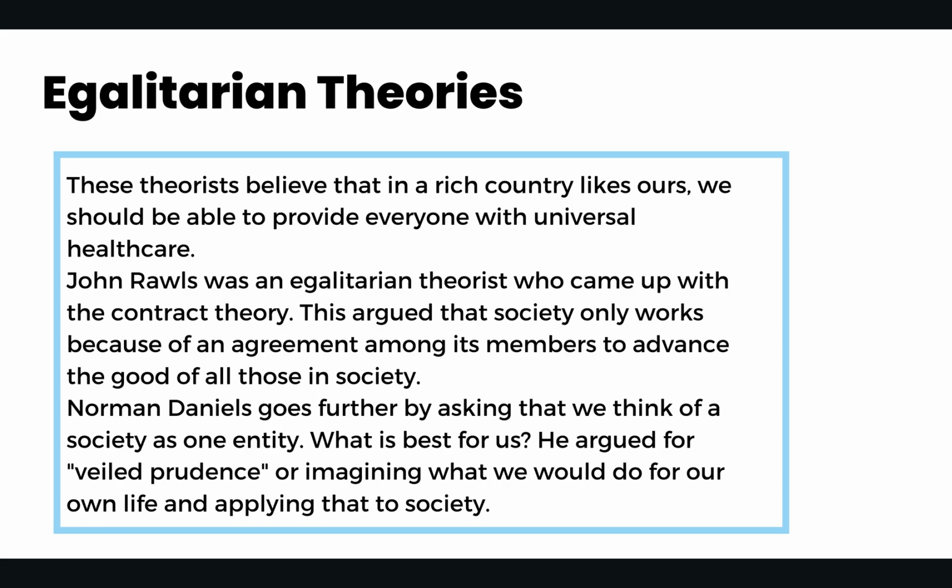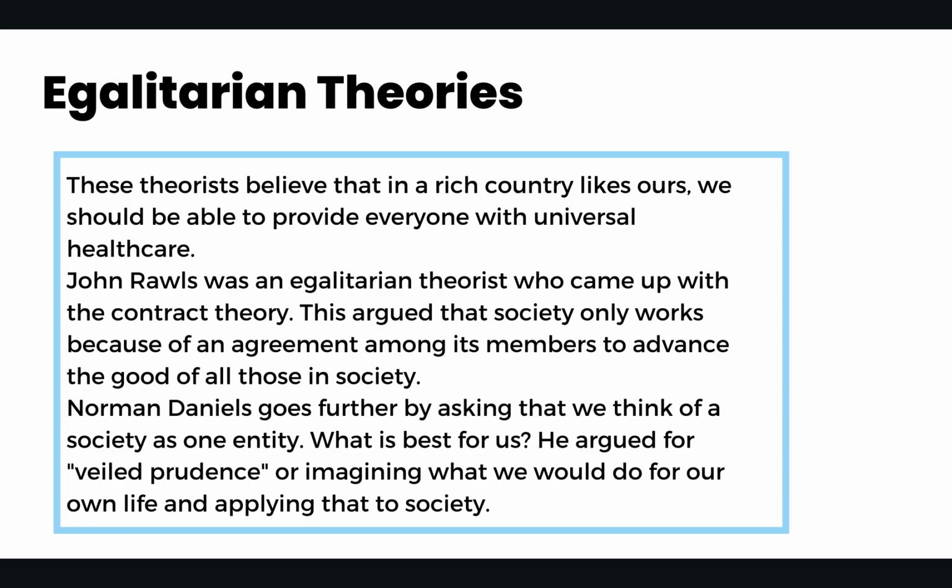So egalitarian theorists would argue that in a rich country like the United States, we should be able to provide everyone with universal health care. And there are two theorists that the textbook mentioned that are important in this area. One is John Rawls, and he came up with the contract theory. He argued that society only works because we have agreed to work together to advance the good of all those in society. So in that case, we should provide equal access to things like healthcare because we're all members of society and we all contribute.